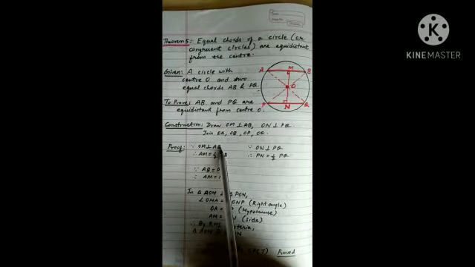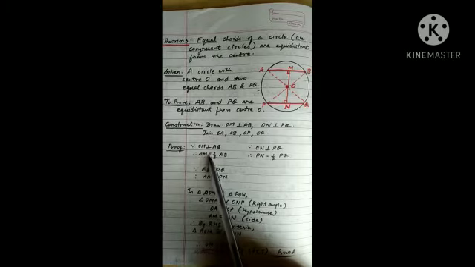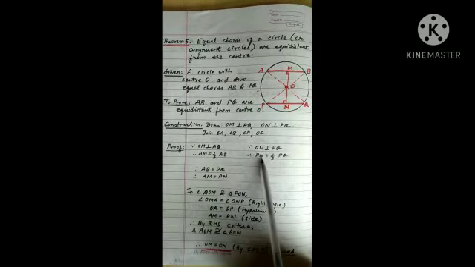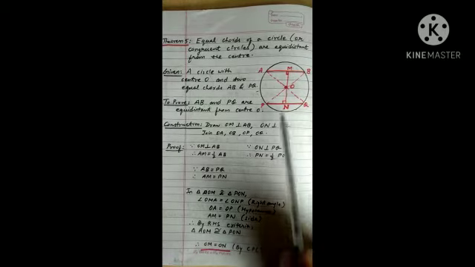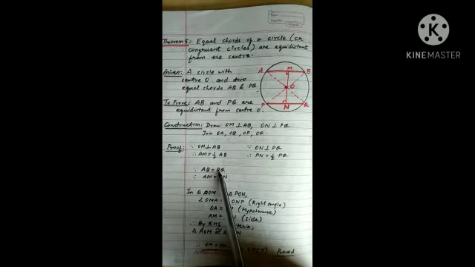Since OM is perpendicular to AB, then by the theorem, we know that the line which is perpendicular from the center to the chord bisects it. It means AM equals half AB. Similarly, PN equals half of PQ. Since it is given that both the chords are equal, AB equals PQ, therefore half of AB is AM and half of PQ is PN. So AM is also equal to PN.